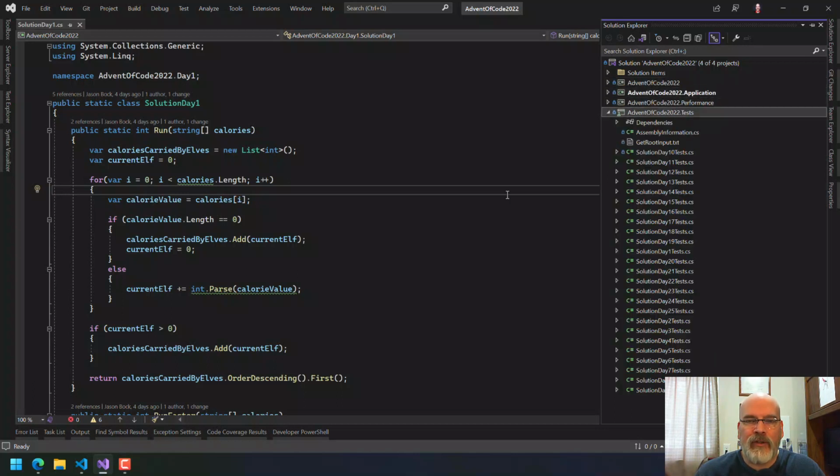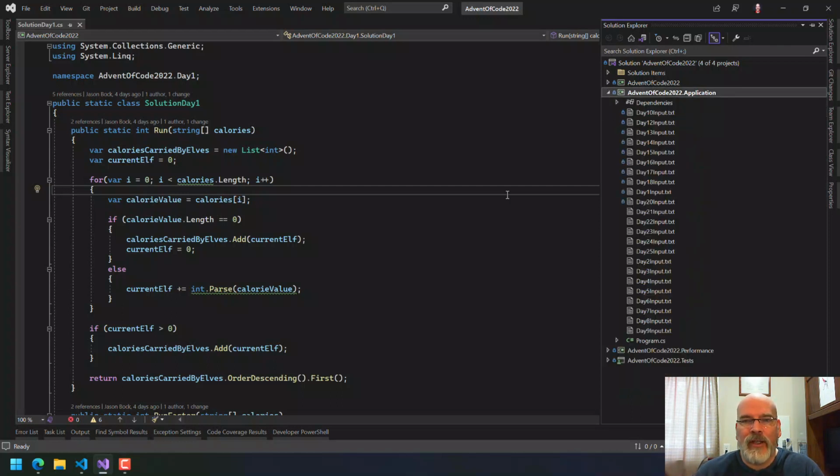I have a test project that tests against some of the smaller examples. Each day gives you a smaller example with an answer so you can see if you're doing it right. Though that also gives you a false sense of security, at least it did for me, because sometimes I would solve the smaller one and then I get to the larger one and I would see I've made some assumptions that don't work anymore. But I have tests here.